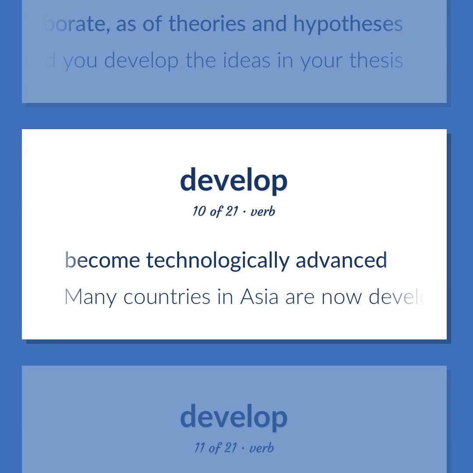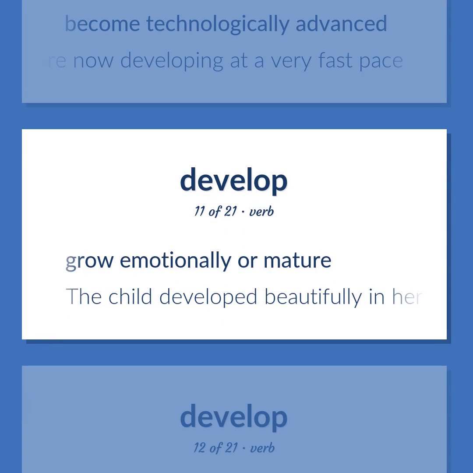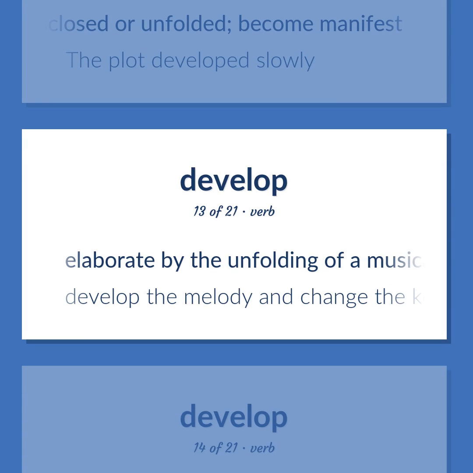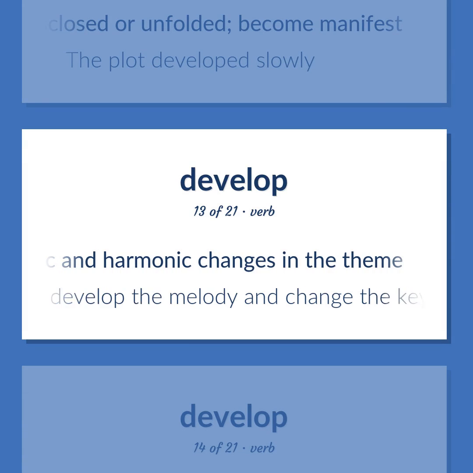Become technologically advanced. Many countries in Asia are now developing at a very fast pace. Grow emotionally or mature. The child developed beautifully in her new kindergarten. Be gradually disclosed or unfolded, become manifest. The plot developed slowly. Elaborate by the unfolding of a musical idea and by the working out of the rhythmic and harmonic changes in the theme. Develop the melody and change the key.